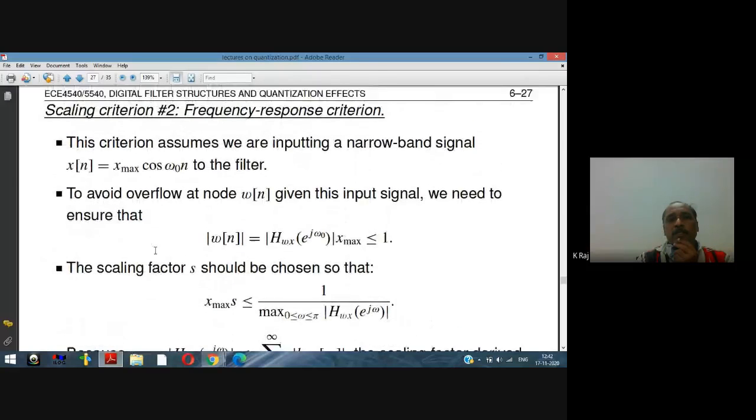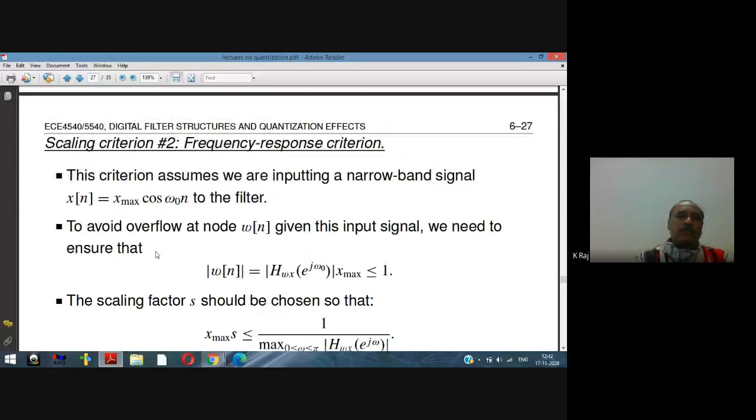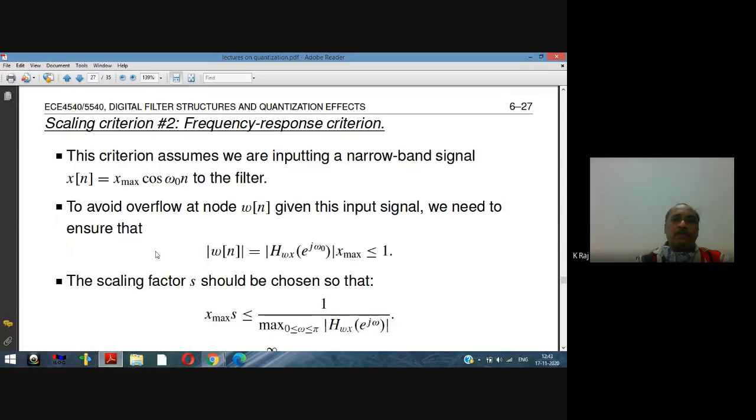In the scaling criteria, that is the second criteria, frequency response criteria. In this one, it assumes that we are putting a narrow band signal x_m cos(omega_0 n) to the filter here. In order to avoid the overflow, the value of w(n), the total value of the frequency response multiplied by x_m, must be less than or equal to 1 here.